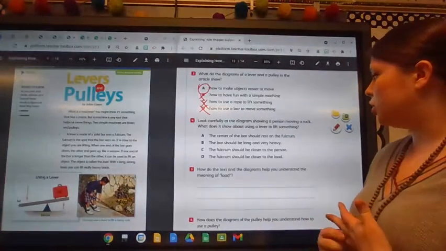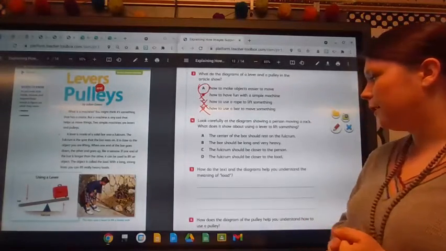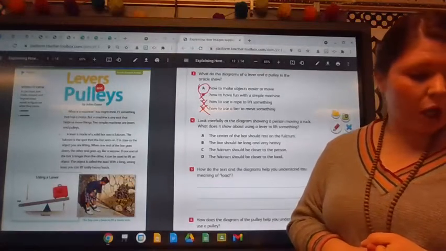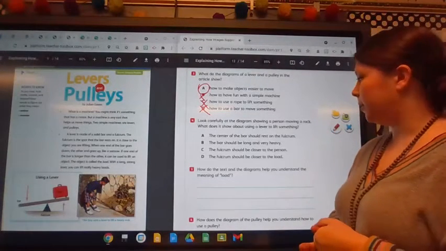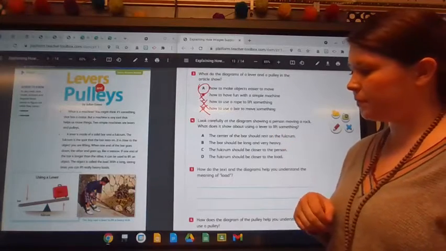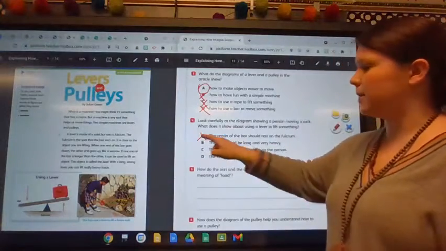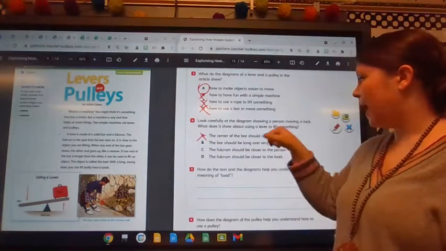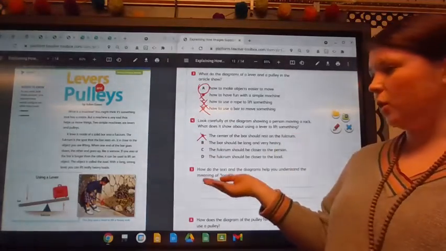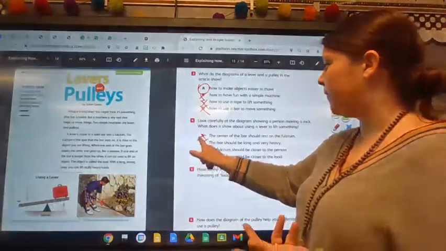A, the center of the bar should rest on the fulcrum. B, the bar should be long and very heavy. C, the fulcrum should be closer to the person. D, the fulcrum should be closer to the load. So what is it telling us here? Is it telling us that the center of the bar should rest on the fulcrum? No, the center of the bar would be up here by the boy's hand. So that's not telling us how to use the lever to lift. The bar should be long and very heavy. Does it show us that the bar is very heavy? That little boy's picking it up, so it probably isn't very heavy.